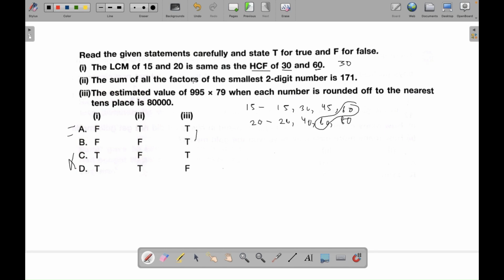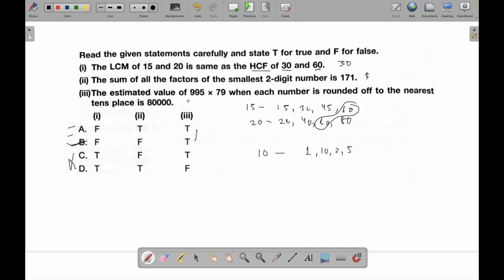So the sum of all the factors of the smallest 2-digit number is 171. What is the smallest 2-digit number? It is 10, right? Now the sum of all the factors. What are the factors? We have to build the factor pairs. So 1 and 10, and then 2 and 5. These are the only factors. If we add them, we'll get 10 plus 1, which is 11. 11 plus 2 is 13. 13 plus 5 is 18. It is not 171. So this is false, which makes B true. B is the correct answer.